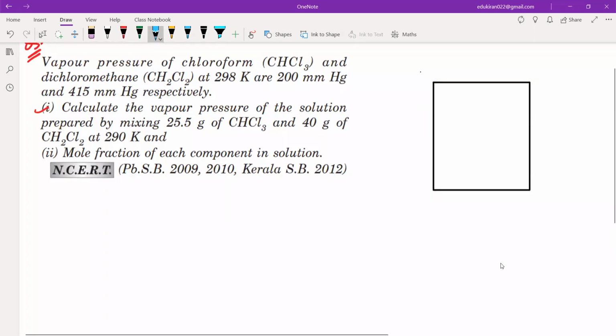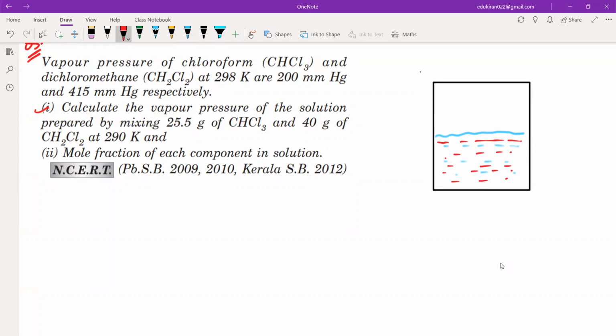So also, then we have chloroform. Let us say we have shown chloroform in blue color. And we have also mixed CH2Cl2, right? So just show this in red color. We mixed them. Now they will have some vapors. They will be having some vapors in the solution. Just above the solution there will be some vapors. There will be some blue ones and there will be some red ones.